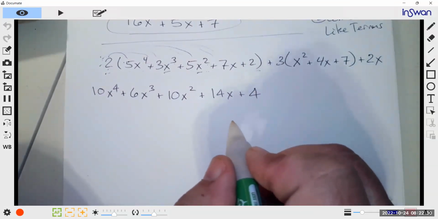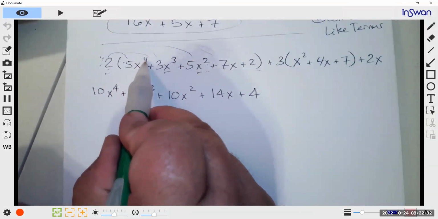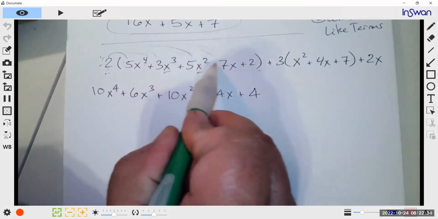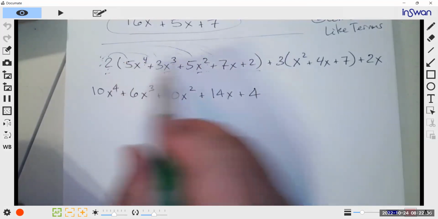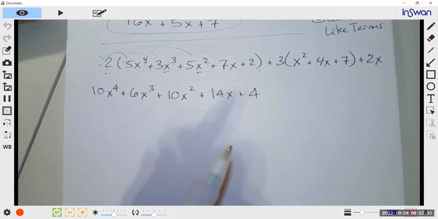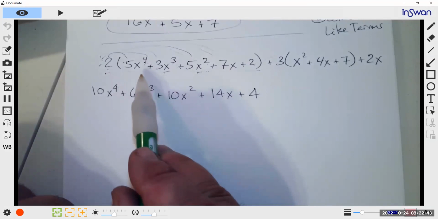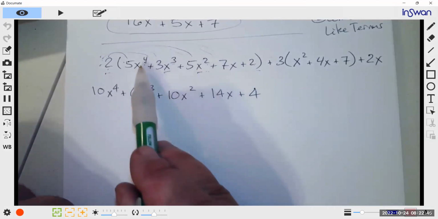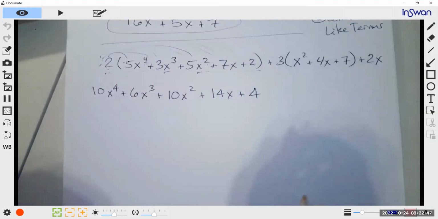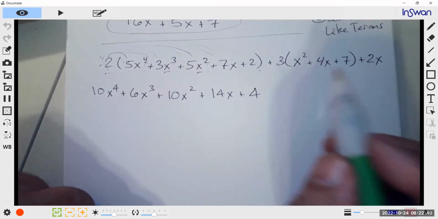No x there. You notice how inside there we have the highest exponent, 4, 3, 2, there's 1, nothing. You always want to do that first. That way it's easier to see what you have. So always rearrange your exponents from the highest to the lowest. All polynomials should be written that way.